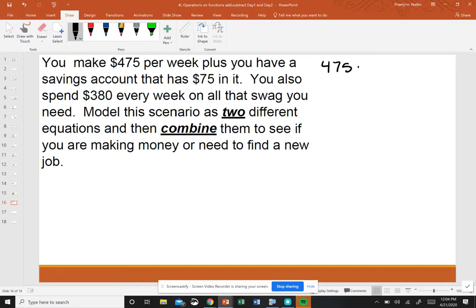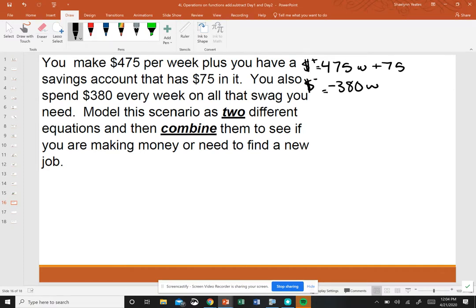$475 per week, and I'm just going to label that W plus my $75 for my savings. Okay, you also spend $380 per week, so that's going to be minus $380 per week on all that swag you need. Model the scenario as two different equations. So this is how much I earn. So money in the positive, and this is money in the negative.